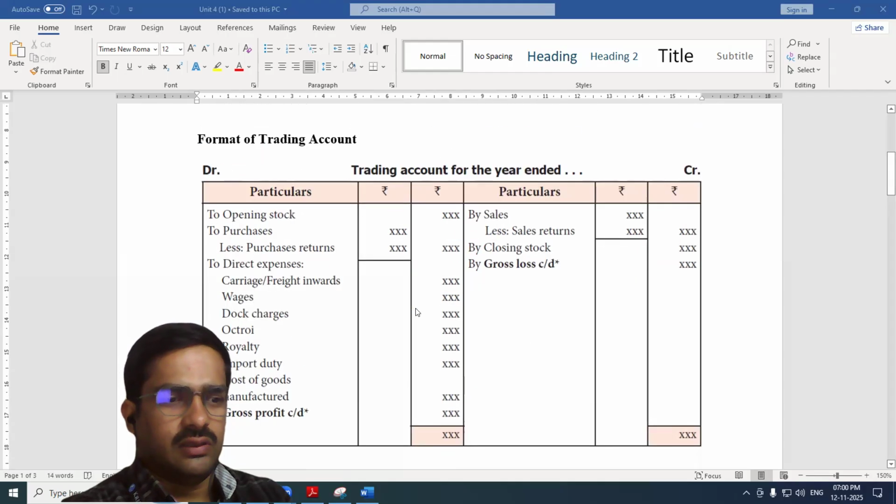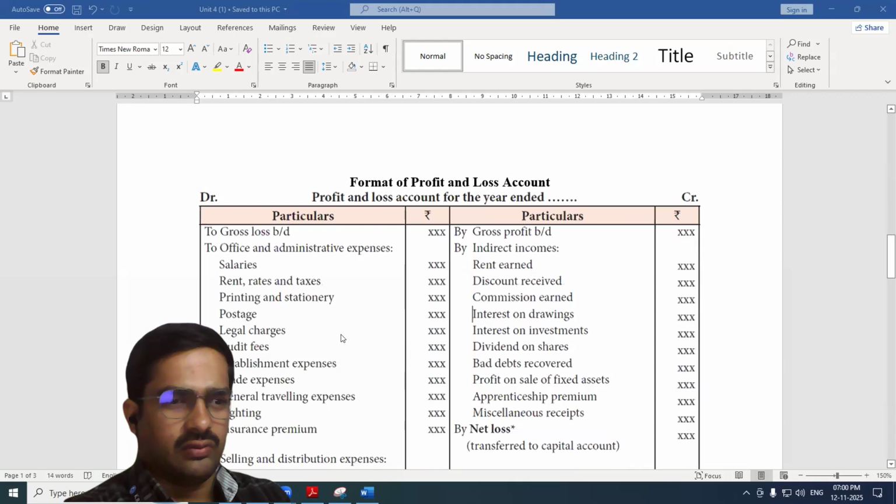After writing the trading account, we are moving on to the P&L, the profit and loss account. Whatever gross profit or gross loss we have from the trading account, we are going to record into the P&L. First, we are going to record the gross profit or gross loss. If it is a gross loss, we are going to record it on the debit side, because it's a loss.